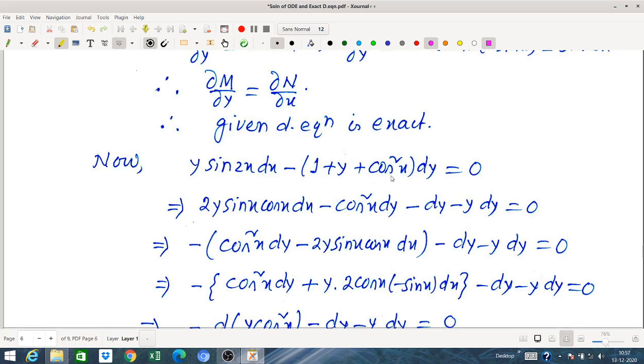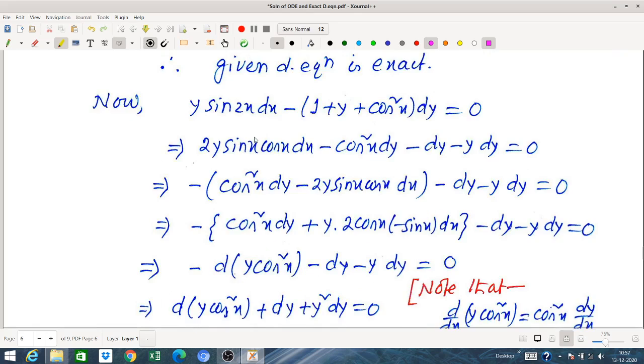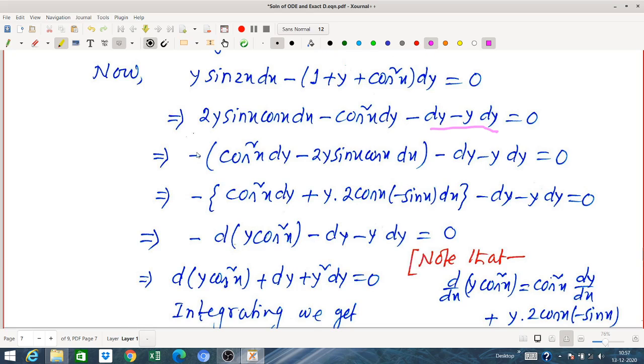Now for the solution, let us group first. This is our differential equation. Now this sin 2x I have written as 2 sin x cos x, y is there already, and cos square x dy we have written here, minus 1 plus y dy, minus 1 dy and minus y dy. These are easy, we can integrate. dy integration, y dy you can integrate, no problem. That's why here is a mixture. Now this minus we have taken common: cos square x dy minus 2y sin x cos x dx, here minus taken.